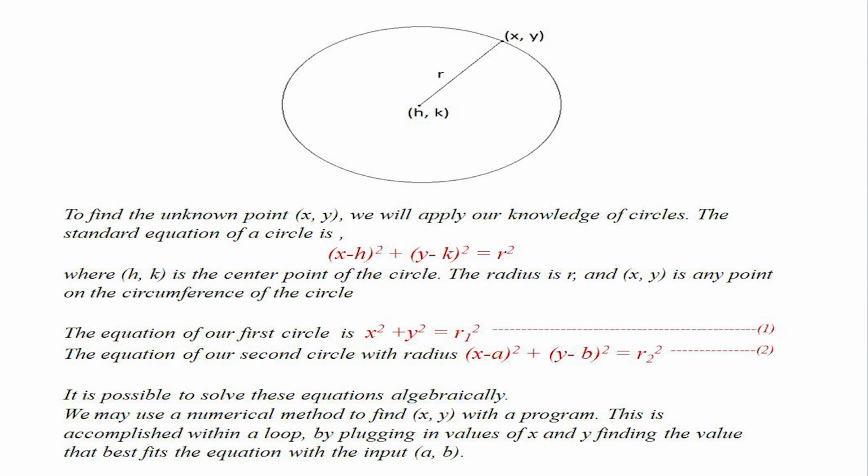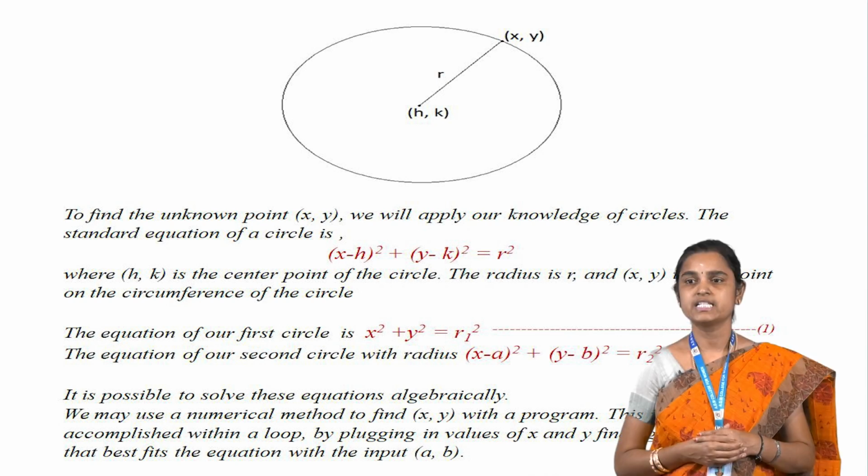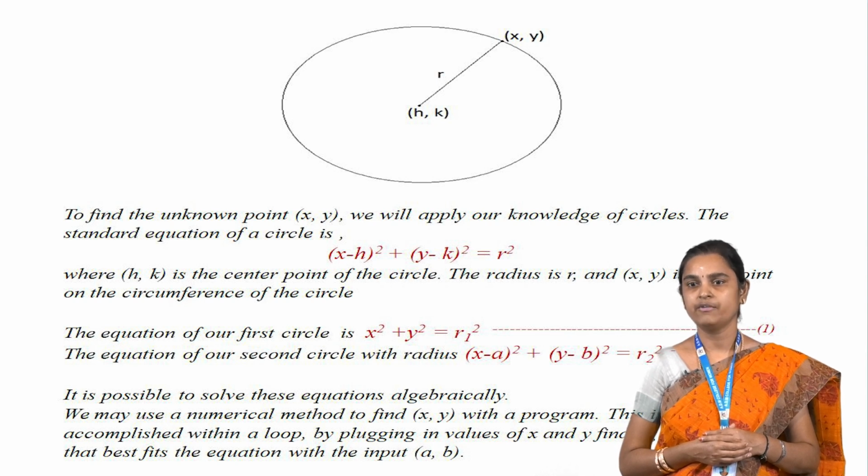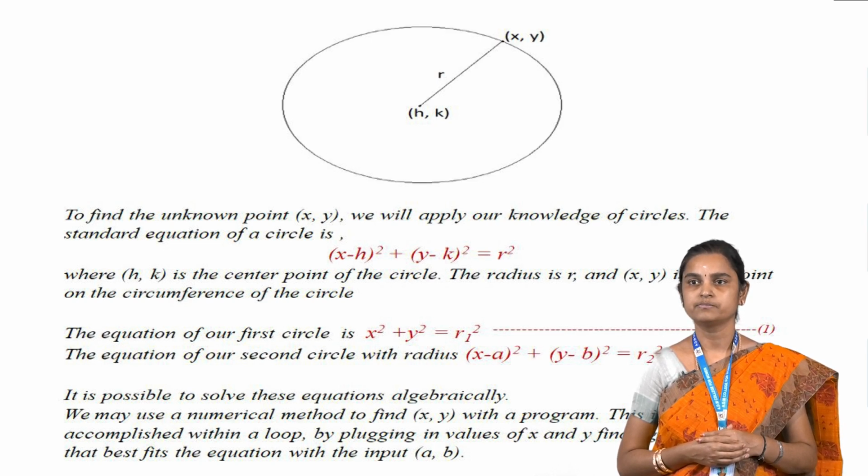The equation of our first circle is x square plus y square equal to r1 square. The equation of our second circle, with radius r2, is (x minus a) whole square plus (y minus b) whole square equal to r2 square. Take these as the first equation and second equation. It is possible to solve these equations algebraically. We may also use a numerical method to find x comma y with this program. This is accomplished within a loop by plugging in values of x and y, finding the values that best fit the equation with the input a comma b.